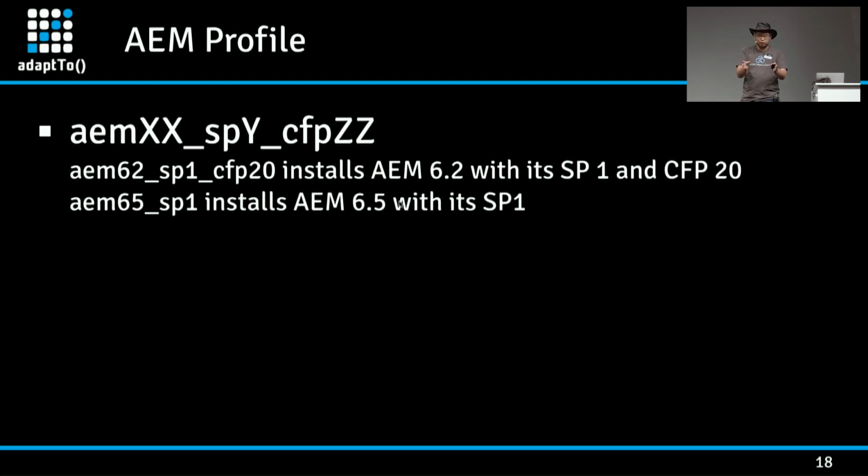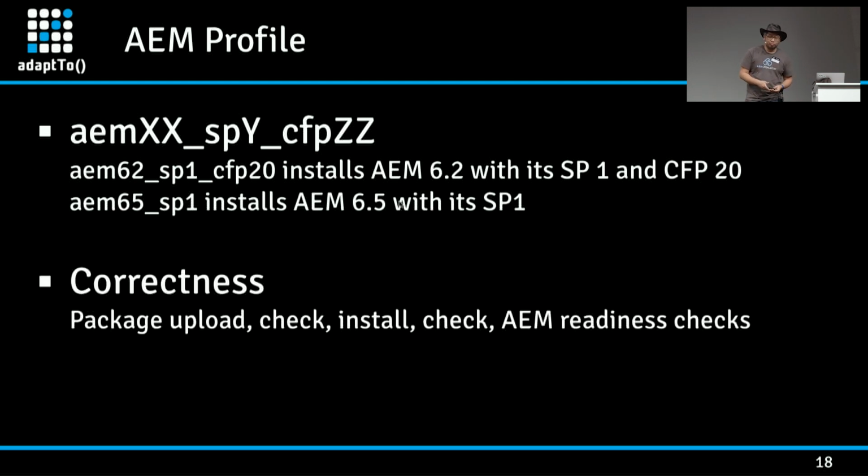If users want to slice their environments, so some use AEM 6.2, some use AEM 6.3, they just specify these profiles. And then the profile translates into the installation of, let's say, the AEM 6.2 or AEM 6.5 quickstart jar, and then it installs service pack 1.